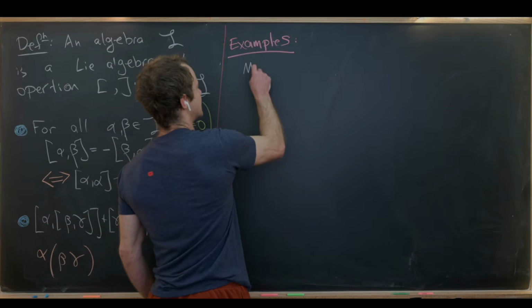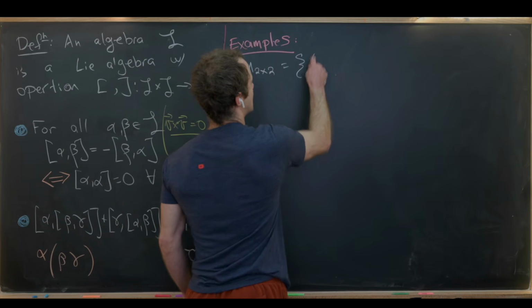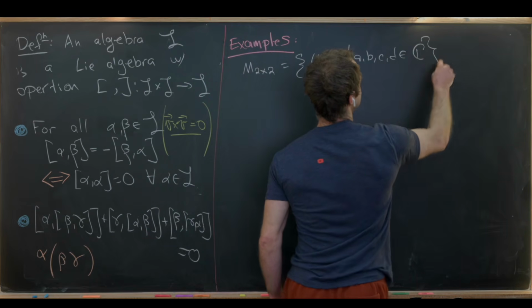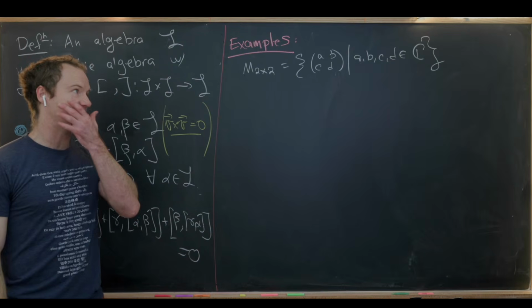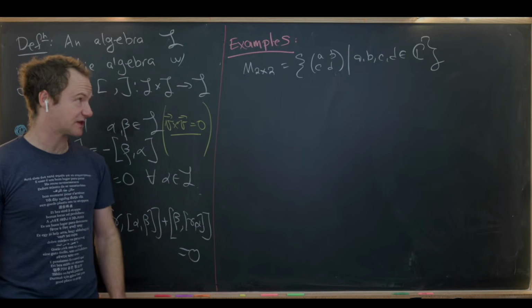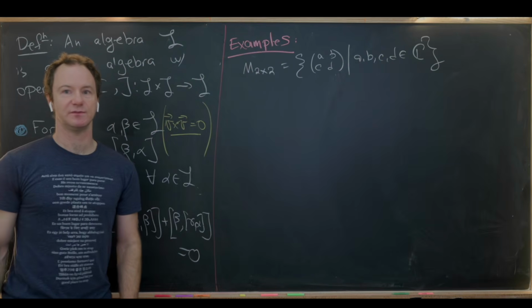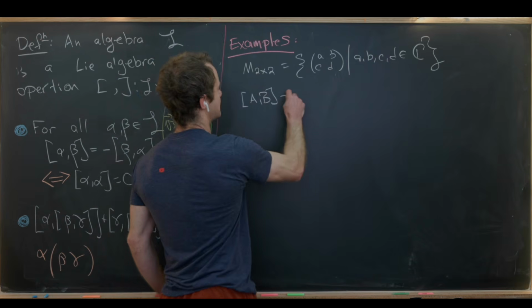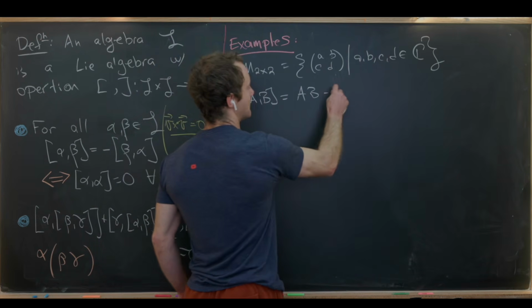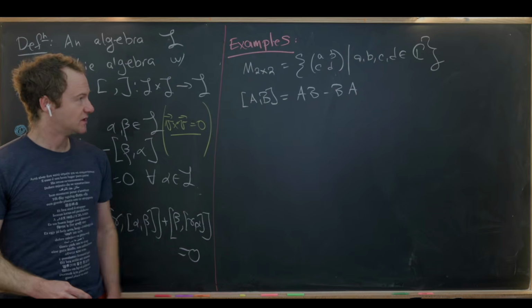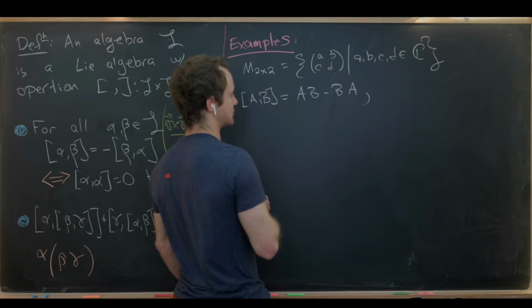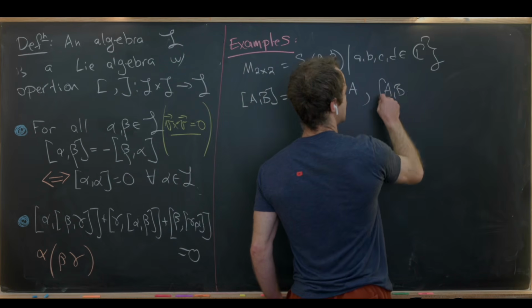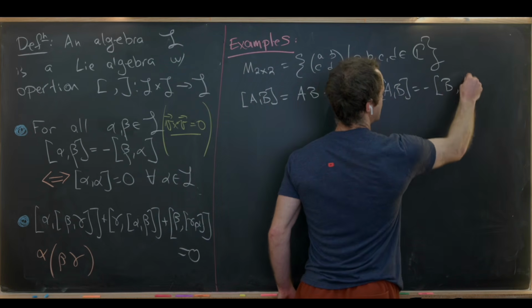Let's take M2 by 2 again. Remember that was all 2 by 2 matrices with entries a, b, c, d, which are complex numbers. But now instead of taking our operation to be matrix multiplication, we'll take our operation to be the commutator. In other words, bracket AB will be AB minus BA. This in fact forms something called a Lie algebra, and you can check these things pretty quickly. So notice that bracket AB is most definitely negative bracket BA.